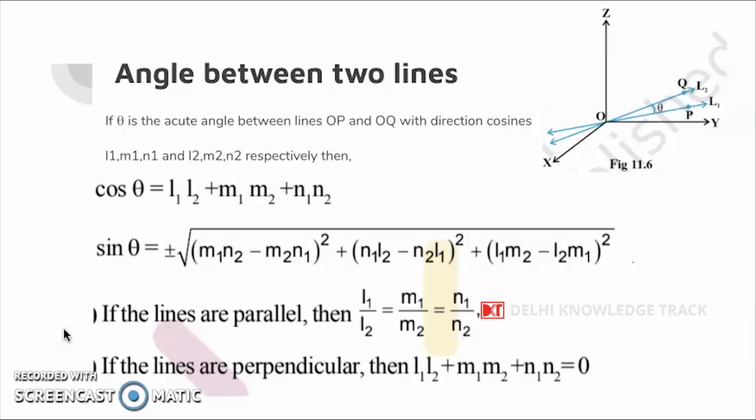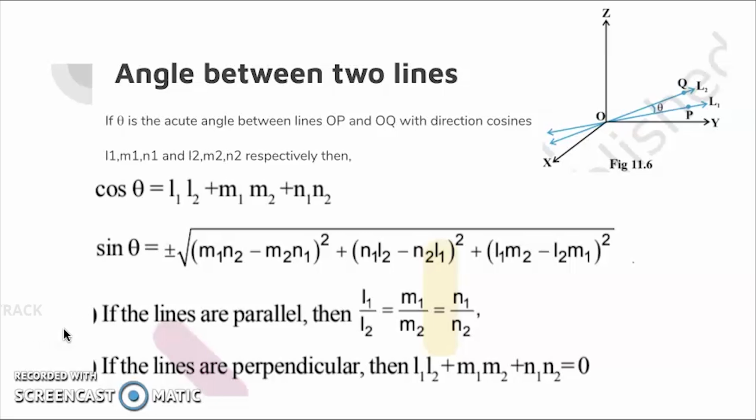If we solve that equation, we'll arrive at sin theta is equal to plus minus under root of (m1 n2 minus m2 n1) whole square plus (n1 l2 minus n2 l1) whole square plus (l1 m2 minus l2 m1) whole square.